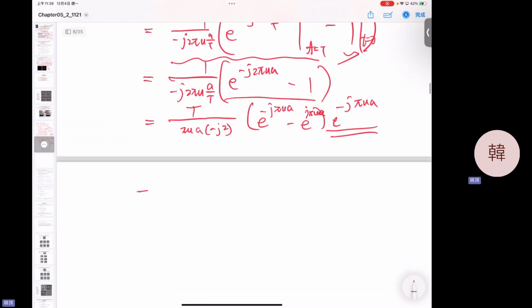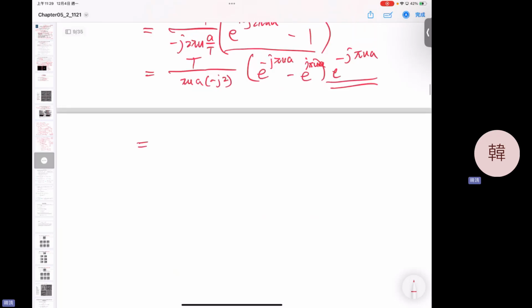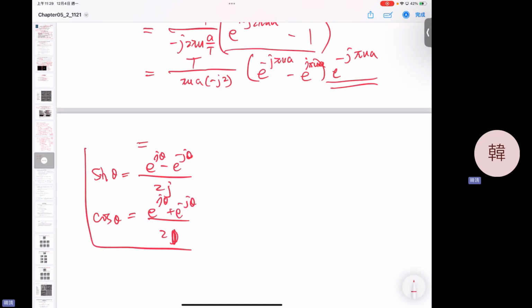And here, you have to know what the sinusoid is. So sine theta is equal to what? Sine theta is equal to (e^{jθ} minus e^{-jθ}) divided by 2j. Cosine theta is equal to (e^{jθ} plus e^{-jθ}) divided by 2. So this is the sinusoid in complex form.